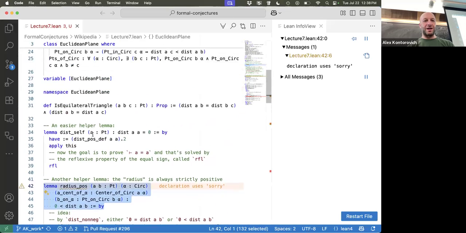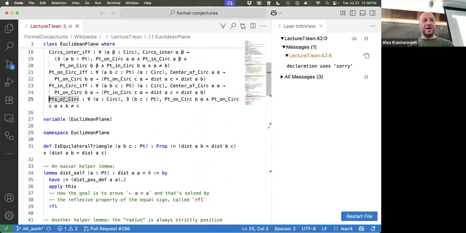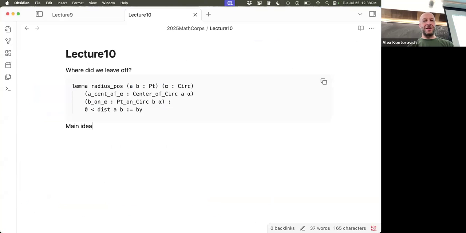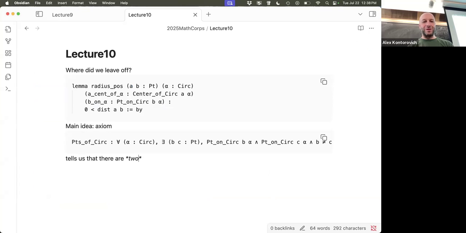Right? The main idea is that the axiom, points of circle, tells us that there are two distinct points on any circle, which means that the circle can't be a single point, which will somehow imply that a circle can't consist of a single point, i.e. have radius 0.